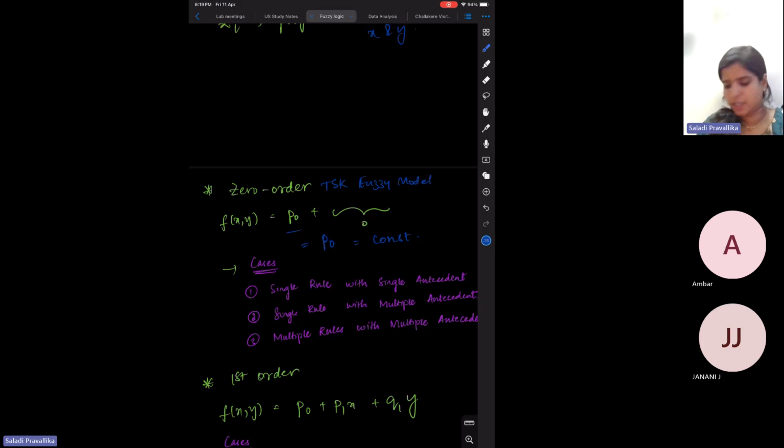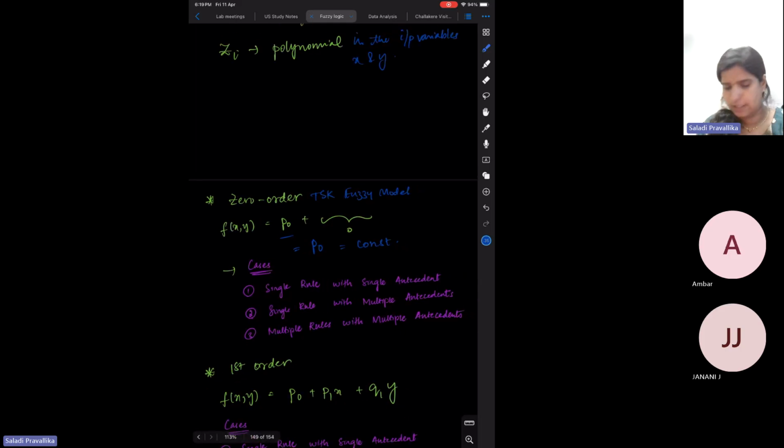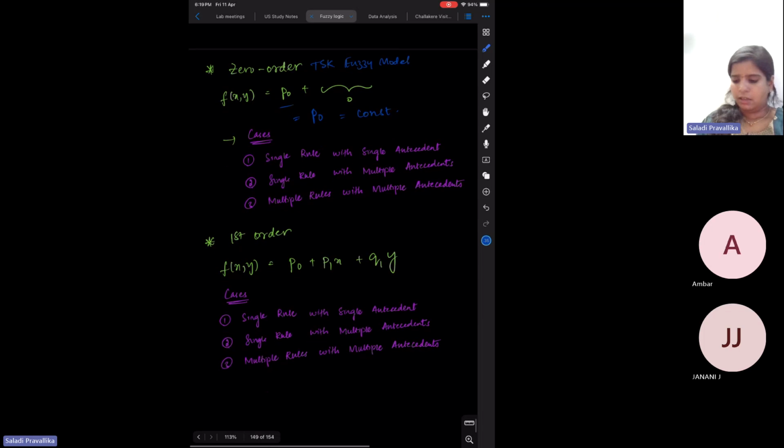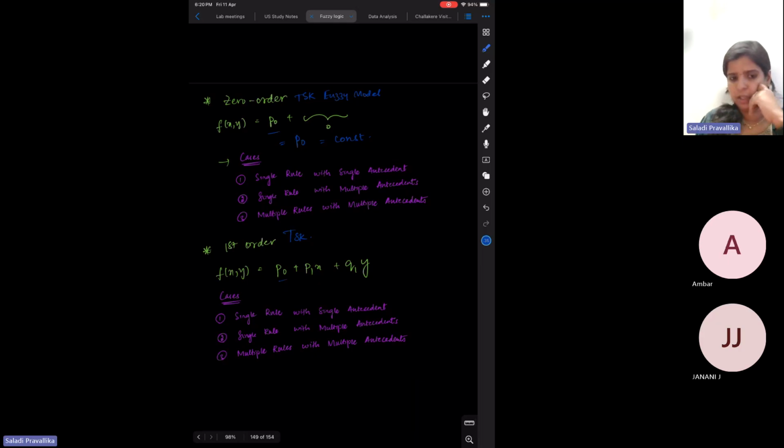And then we have 3 cases: single rule with single antecedent, single rule with multiple antecedents, and multiple rules with multiple antecedents. And then we have our first order, right? In the first order, we have only the variables that have a degree of 1 or less than 1, which is basically 0 and which is a constant. So p naught plus p1x plus q1y is called the first order TSK. Right? And these are the cases that we have.